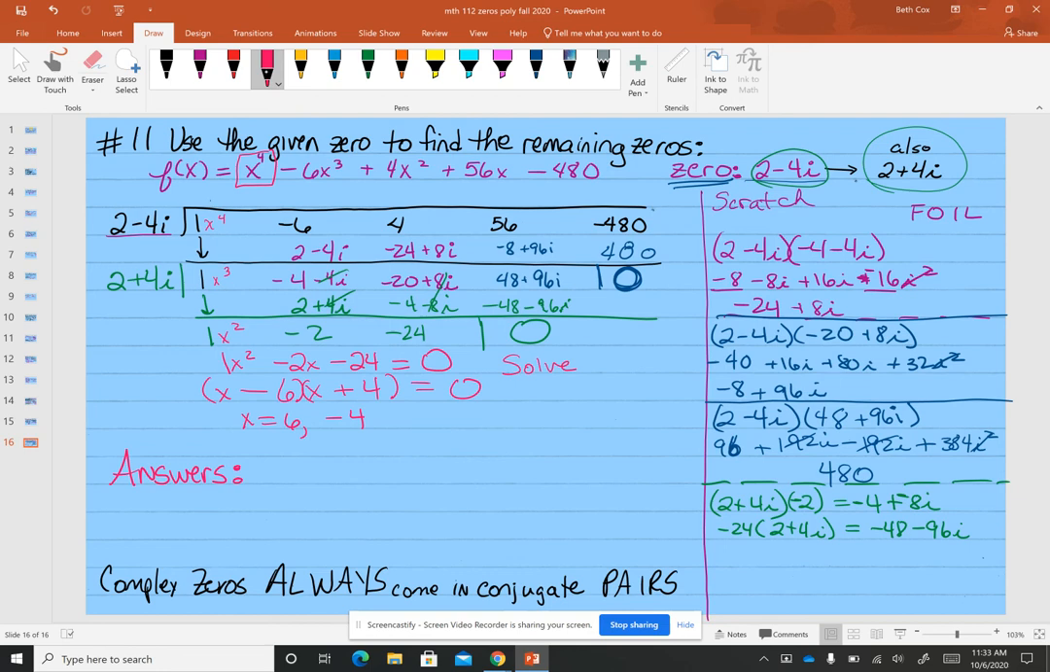Okay, it says use the given 0 to find the remaining zeros. The given 0 was 2 minus 4i. Then the conjugate 0 is 2 plus 4i. And then the others are 6 and negative 4. Fourth degree polynomial, and I have 4 zeros. Okay. All right, that's our last video, our last example. We're going to move into the graphs of these polynomials next. It's just math, y'all.